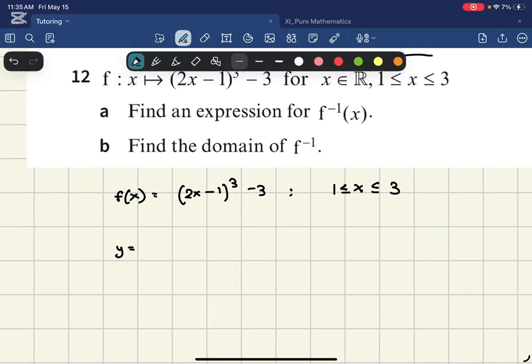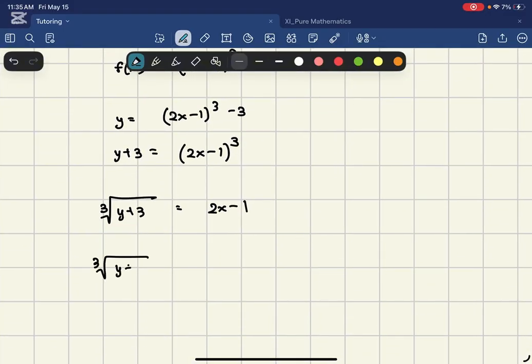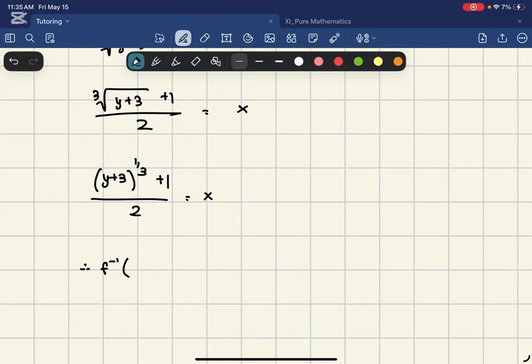All right, so y is just going to be 2x minus 1 cubed minus 3. Add 3 on both sides, you get this expression. You take the cube root of both sides, and you get 2x minus 1. And then you add 1 on both sides. And you can divide by 2 later, and you get x as follows. Another way to write this, which I prefer, is like this, equal to x. And therefore, f inverse of x is going to be x plus 3 to the power of 1 over 3 plus 1, all over 2. So that is your f inverse function.